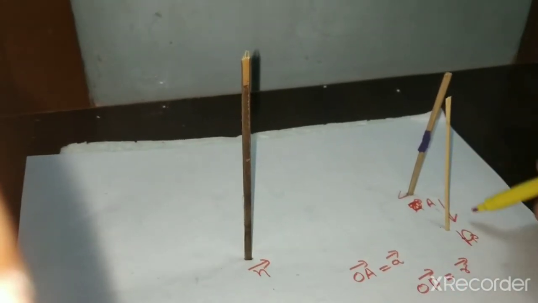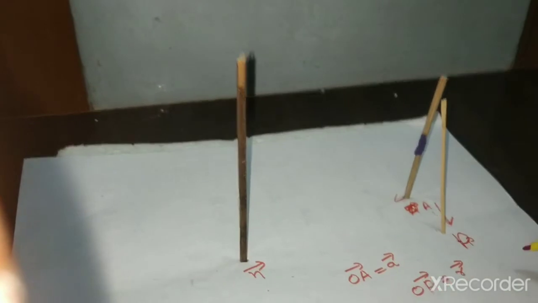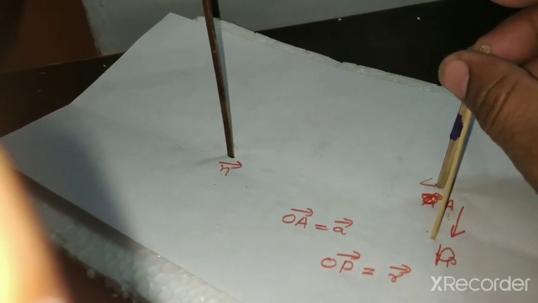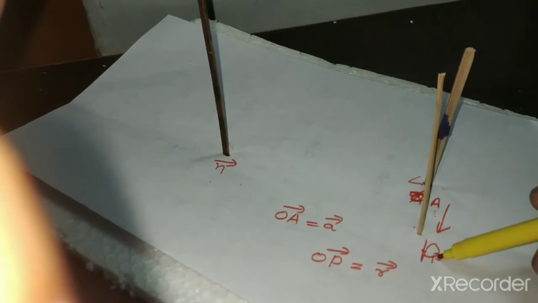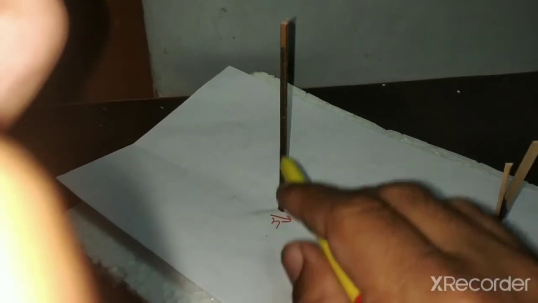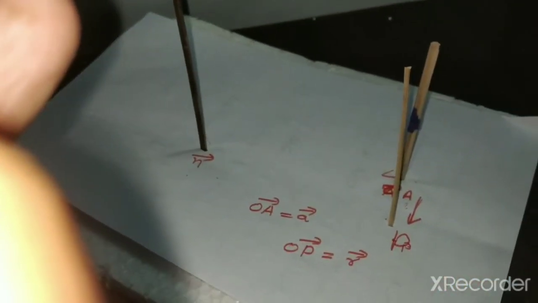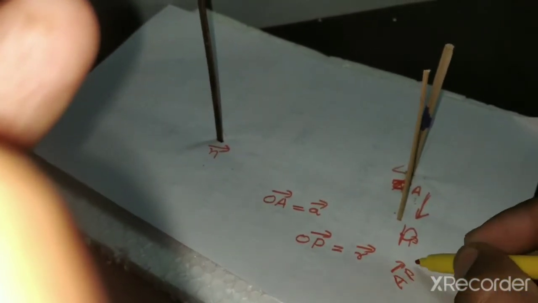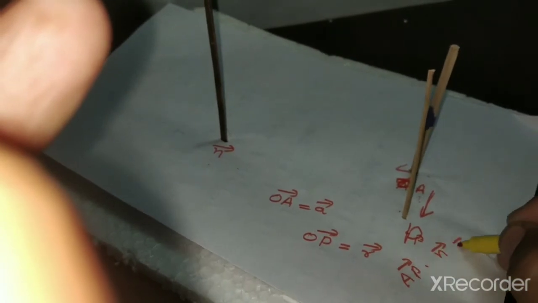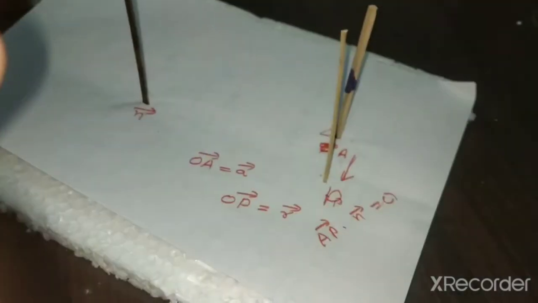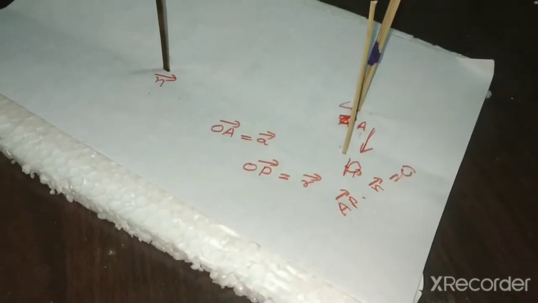vector lies on the plane. AP vector means this one, that is O, this is A, and this is point P, and the AP vector lies on the plane and the n vector is perpendicular to the plane. So we can say AP vector dot n vector equals 0.